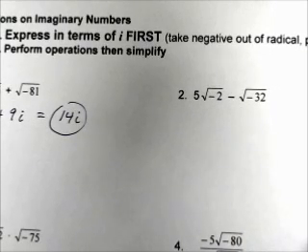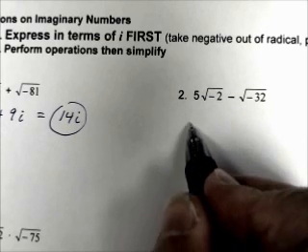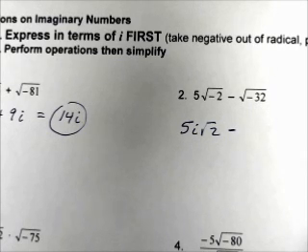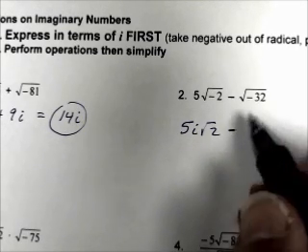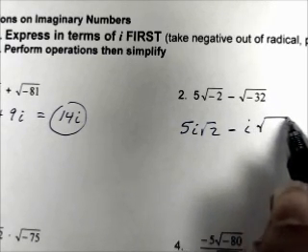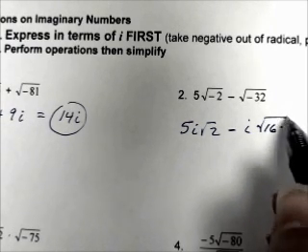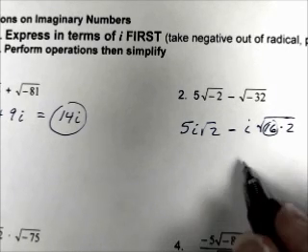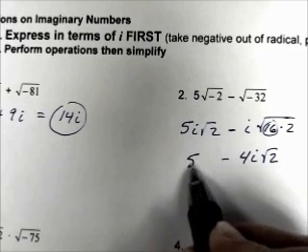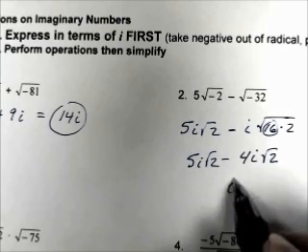Number 2, 5 square root of negative 2. The only thing you can simplify here is that the i comes out. So 5i square root of 2 minus square root of negative 32. The negative comes out as i, and the square root of 32 we'll express as 16 times 2 is 32, and the square root of 16 is 4. So this would be 4i square root of 2 subtracted from 5i square root of 2. And that leaves us with 1i, or simply i square root of 2.